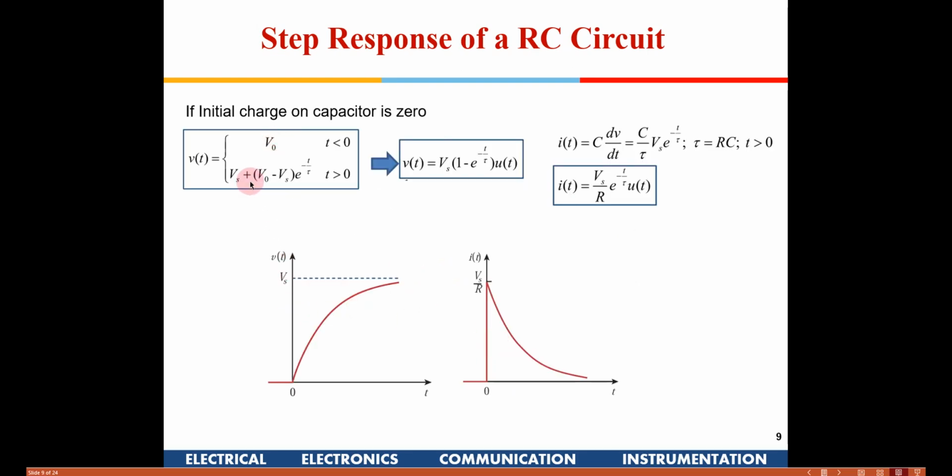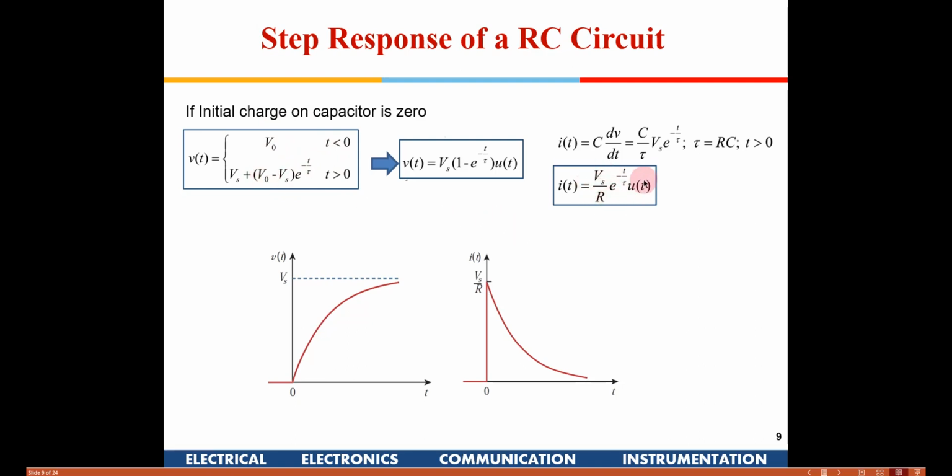If the initial charge on the capacitor is 0, this is what we learnt in the previous class. This is only a special case of this more generalized form. In this case, Vt is equal to Vs into 1 minus e to the power of minus t by tau, because V0 is 0. So this curve which we learnt earlier is just one of the cases of this generalized form where V0 is 0, where initially there is no voltage on the capacitor. But that need not always be the case.